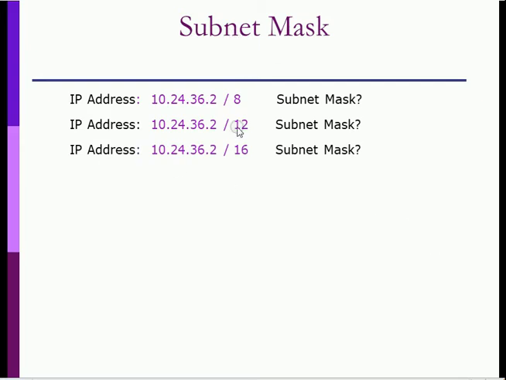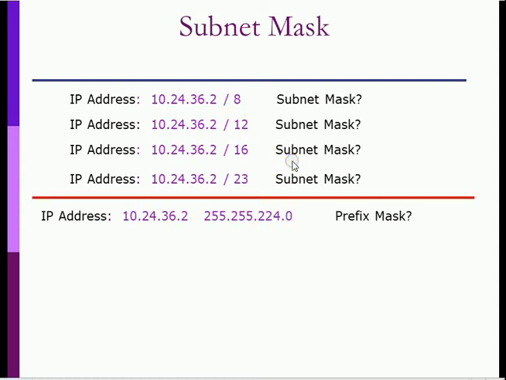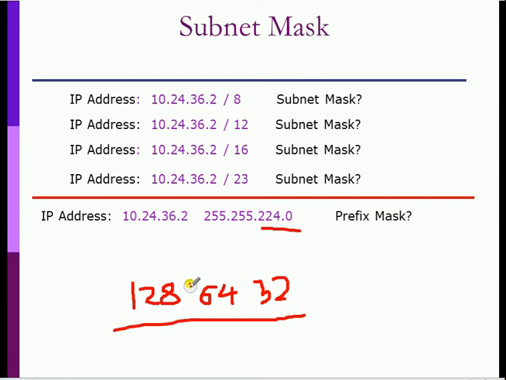For example, what would be for this 12? Notice this. Let me show you what this will be. We have 224 over here. Now how do you get to 224? You can add 128, you can add 64. That gives you 192, which still doesn't reach 224. So use 32. 128 plus 64 plus 32 gives you a perfect value of 224.